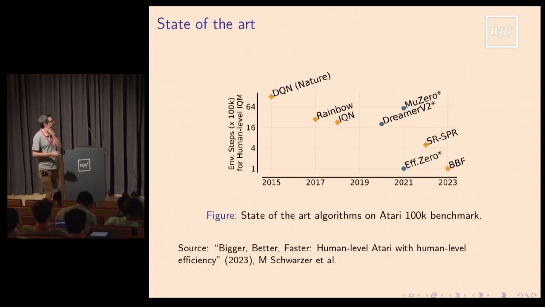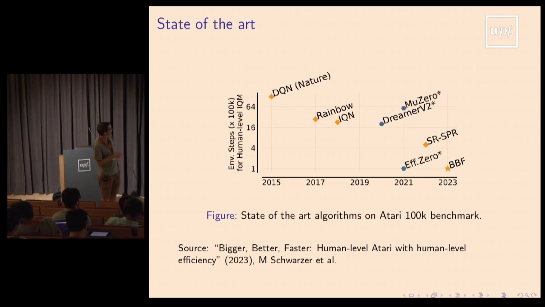And so some state-of-the-art results from the past years. In 2015, there were these Deep Q-Networks. Here, it's on the 100K Atari benchmark. And you see that you needed more than 6 million steps, because it's times 100K, to reach some kind of metric that corresponds to human level with DQN. And nowadays, with many of the tricks that I've discussed today, this paper managed to get to about 100K steps needed for human level performance.